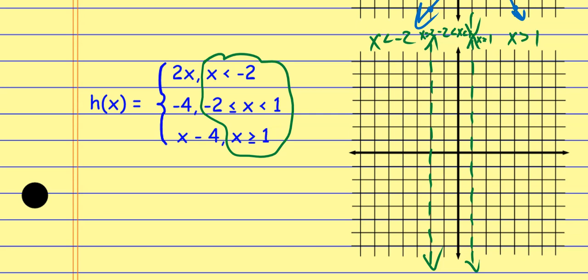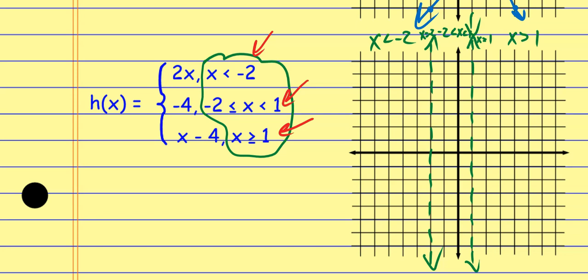I'm just breaking the graph down into those domain sections. I've got a section that's greater than 1, that's all this stuff over here. I've got a section that's between 1 and -2, that's the section in between. And I've got a section that's less than -2, which is all this stuff over here. The graph is broken down into 3 sections, represented by these 3 domain restrictions, essentially. Okay?